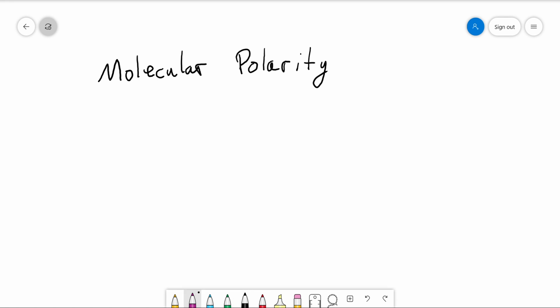All right, Chem 107. In this video, I'm going to talk about molecular polarity. So you've watched the video, I assume, on bond polarity. Now we've got to talk about what happens in an individual molecule. So let me just draw a simple case here. So here is CO2.